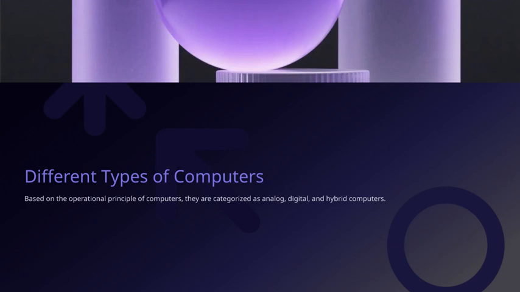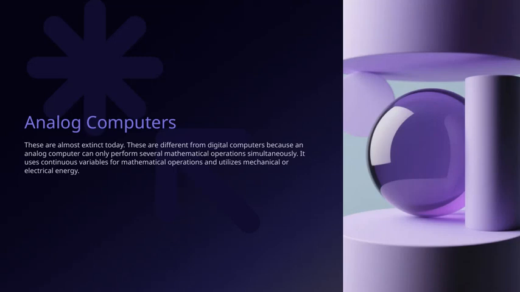This classification is fundamental as we explore how computers have evolved and how they are applied in various fields. Today, let's talk about analog computers, which are almost extinct these days. Unlike digital computers that process data in discrete chunks, analog computers work with continuous signals.